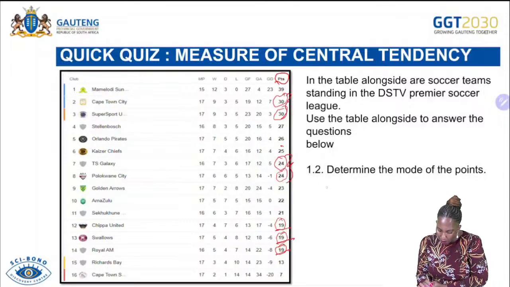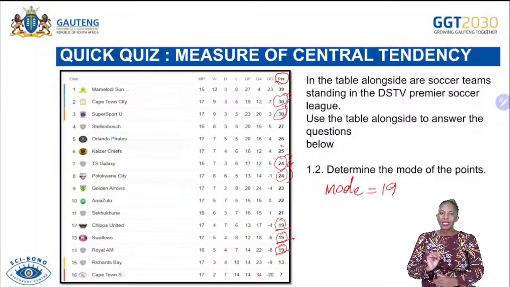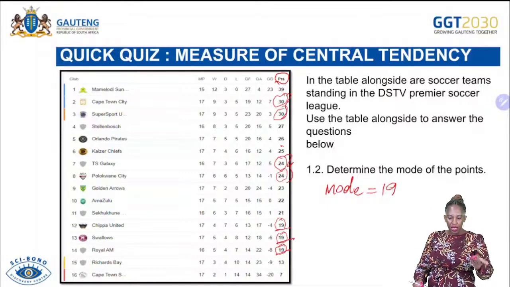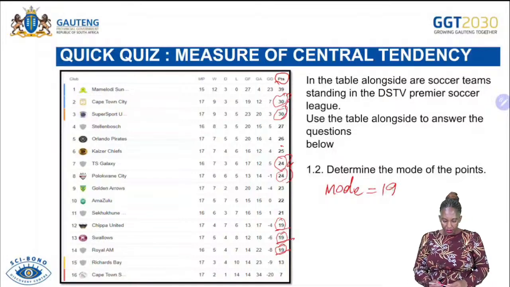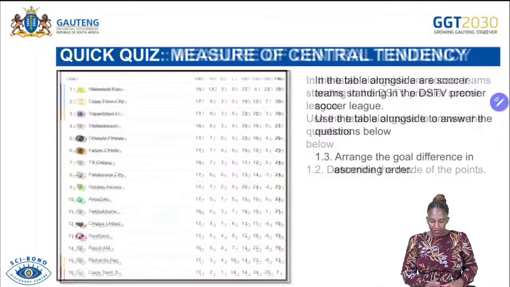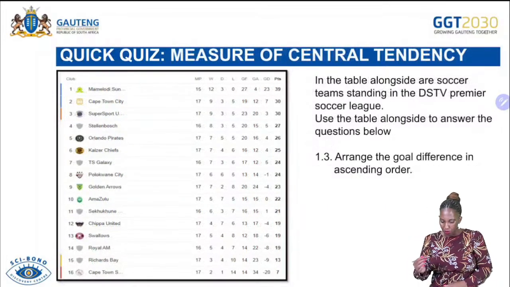So meaning our mode will be 19 because it appears 3 times. All these other numbers, they appear twice or they only appear once. So that means the mode is 19, that appears more than any other number.